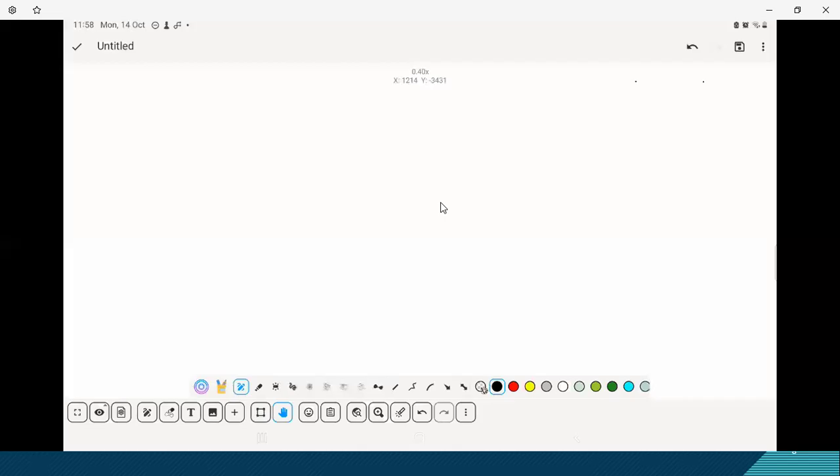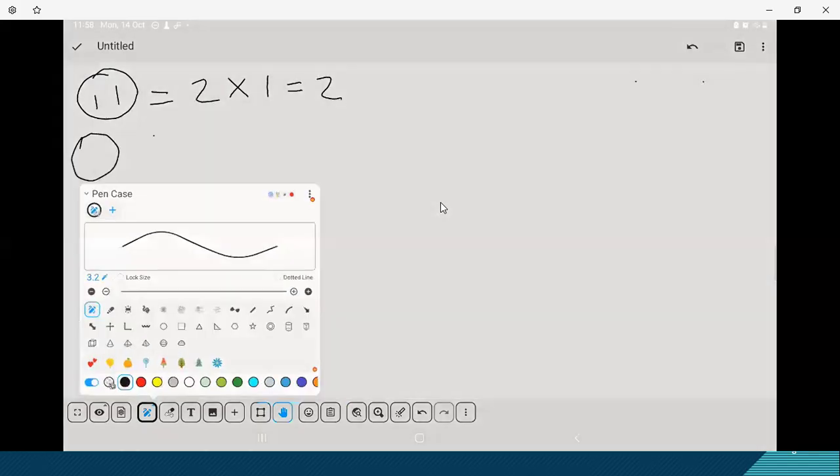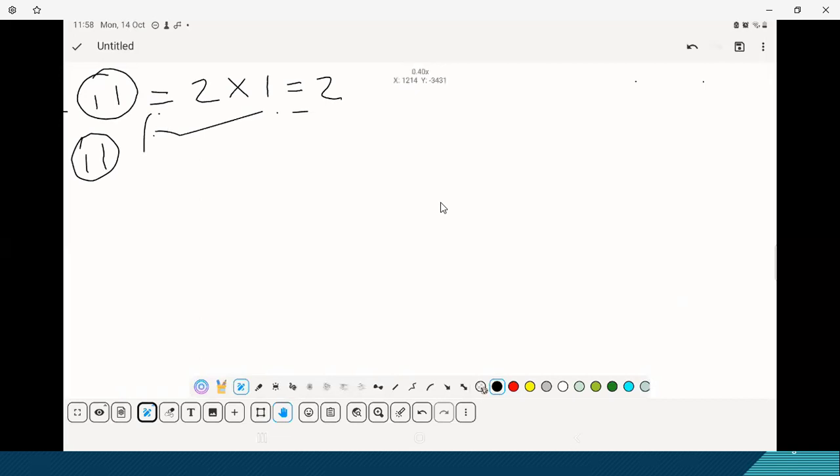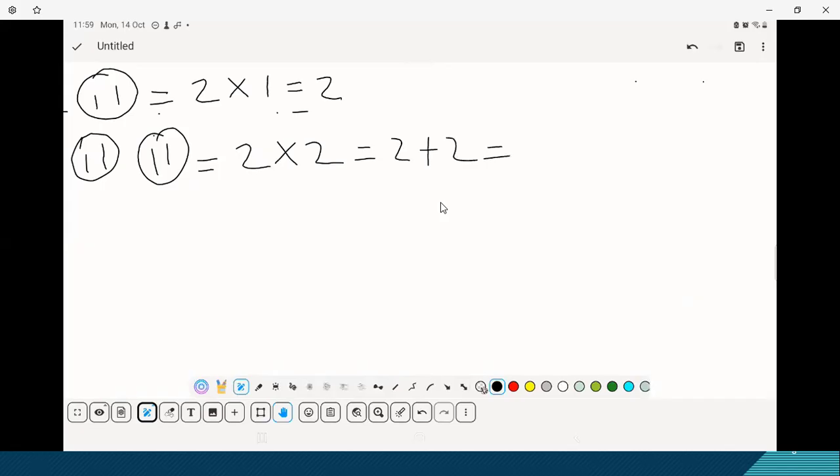Let's say for example, if we take the same example of hands, one person has 2 hands, so that will be 2 multiplied by 1 equals 2. Then 2 persons have how many hands? That will be 2 into 2, that will be 2 plus 2, that will be the 4.